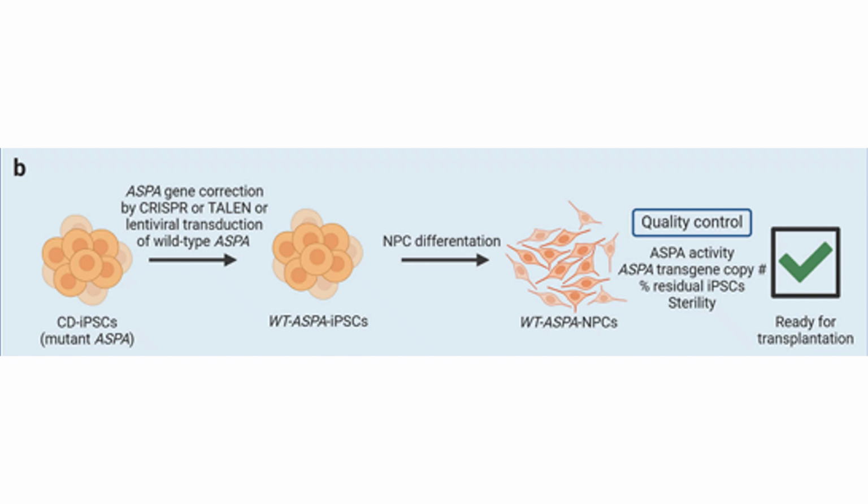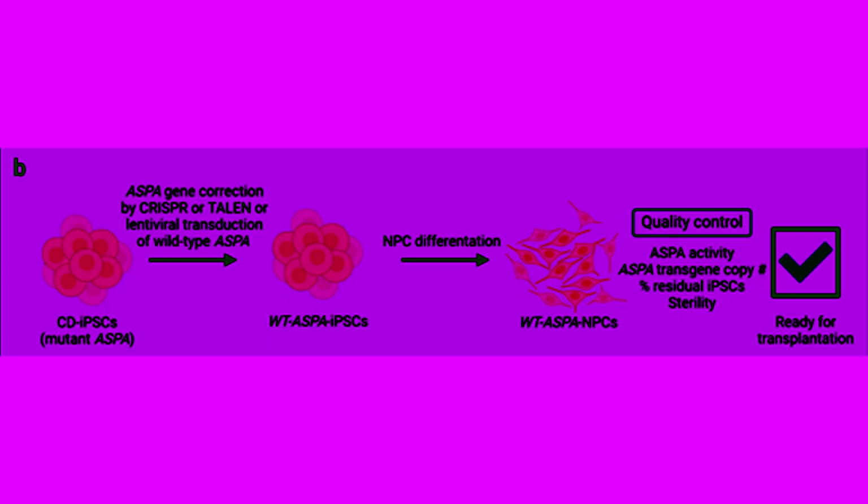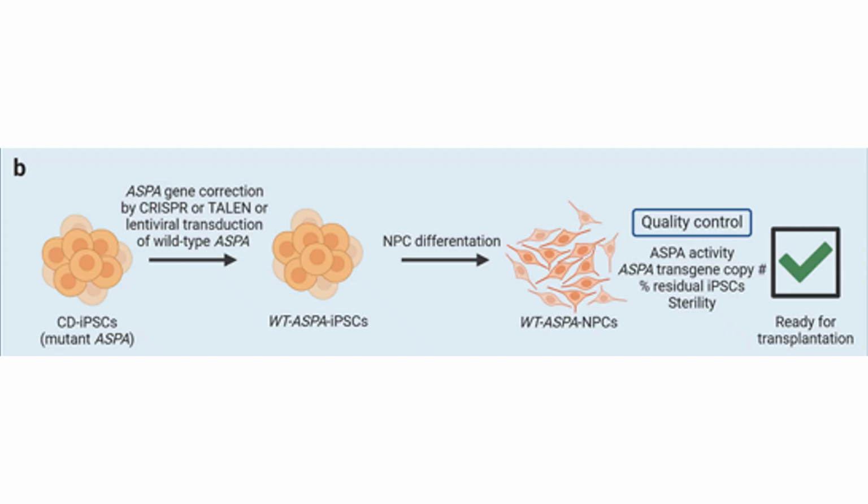Another round of quality control follows to confirm that the corrected cells show proper ASPA activity, have the right transgene copy number, are free of contamination, and no longer contain undifferentiated iPSCs that could form tumors. When all checks are passed, the corrected NPCs are considered ready for transplantation into the patient or for testing in preclinical animal models.